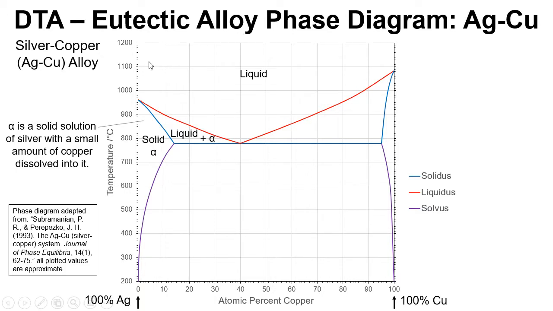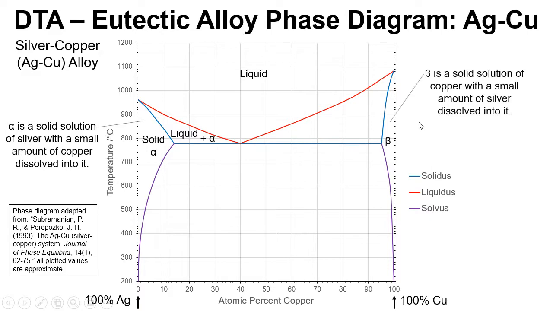We then have another zone here which is liquid plus solid alpha, and then we have another zone which is solid beta. So anywhere in this area, with this composition and this temperature, will be a solid phase referred to as beta. And beta again is a solid solution, but this time it's a solid solution of copper with a small amount of silver dissolved into it.